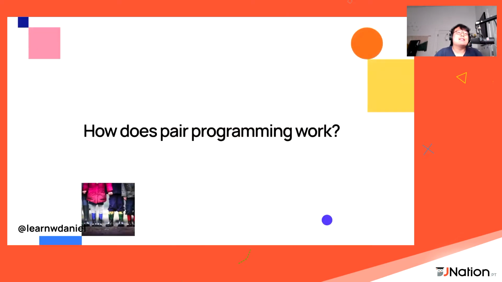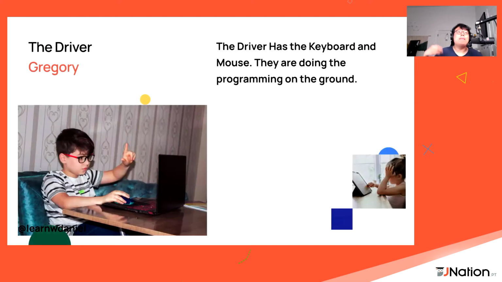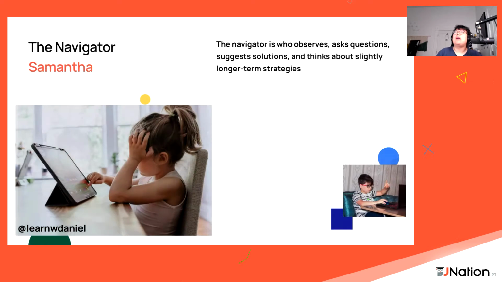So how does pair programming work if you haven't done it already? In pair programming, there are two main roles. There's the driver, which I've named Gregory. The driver has the keyboard and the mouse, and they're doing all the programming. And the navigator is the person who's watching the person doing the manual coding, who observes, asks questions, suggests solutions, and thinks about the longer-term strategy of what the program should be.